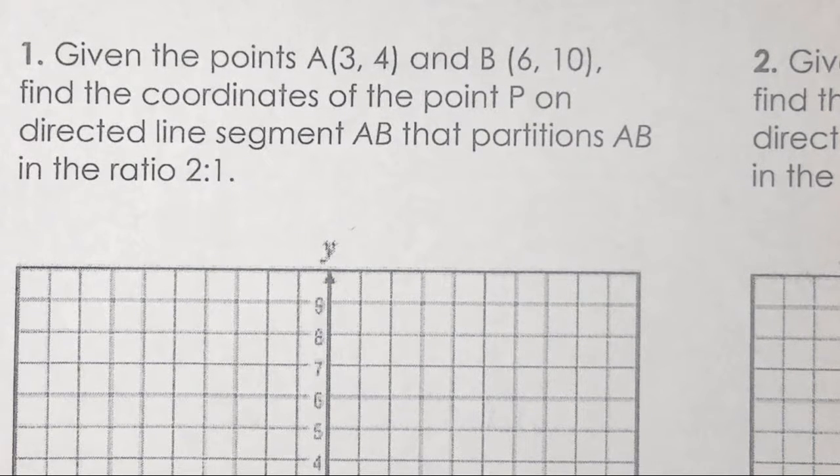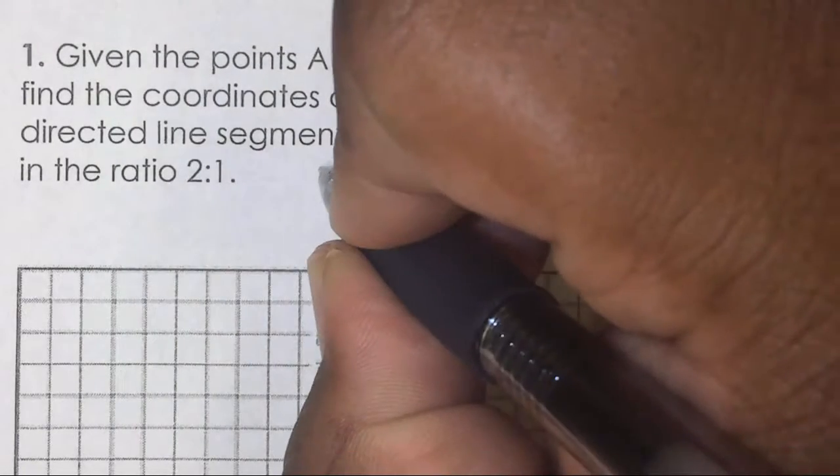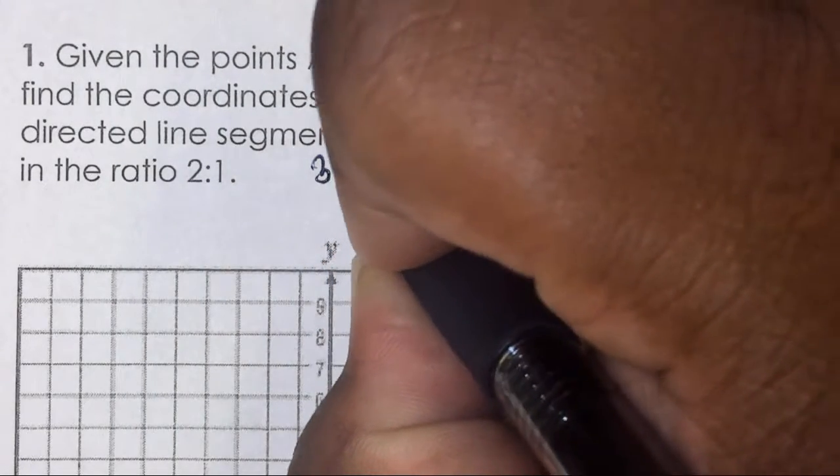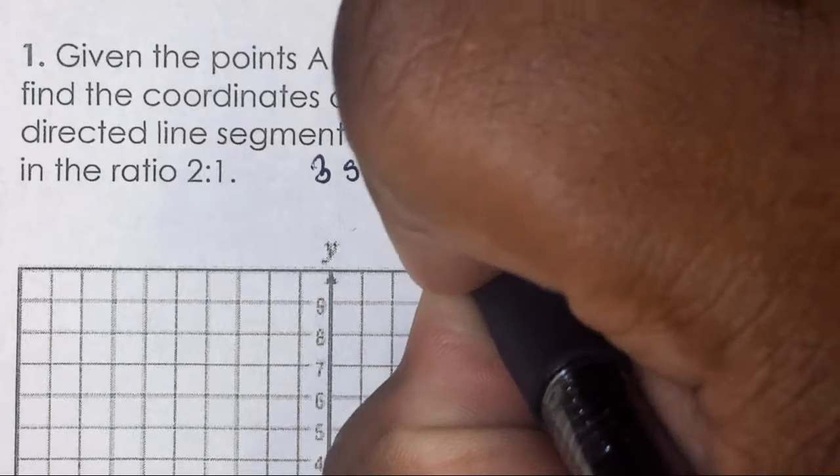Given the points A (3, 4) and B (6, 10), find the coordinates of the point P on directed line segment AB that partitions AB in a ratio of 2 to 1. Before we even graph anything, ratio is 2 to 1, so how many segments are we going to have? 3 segments. You might want to just label that at the top so you make sure you know 3 segments all together.